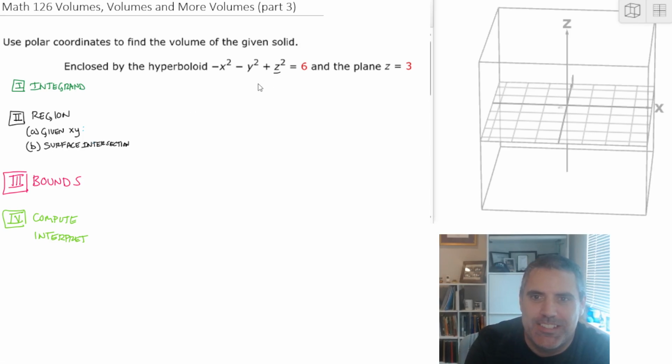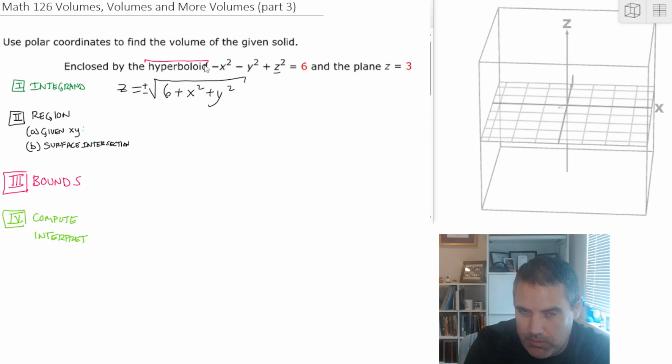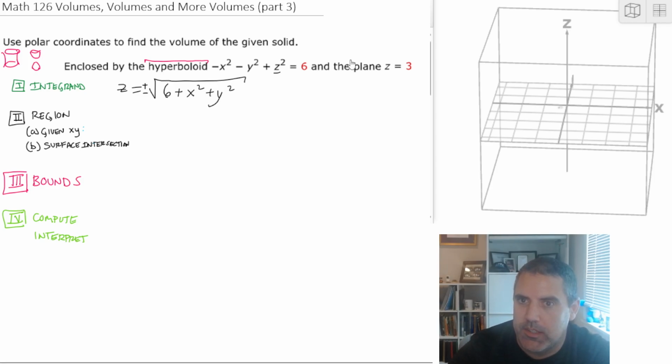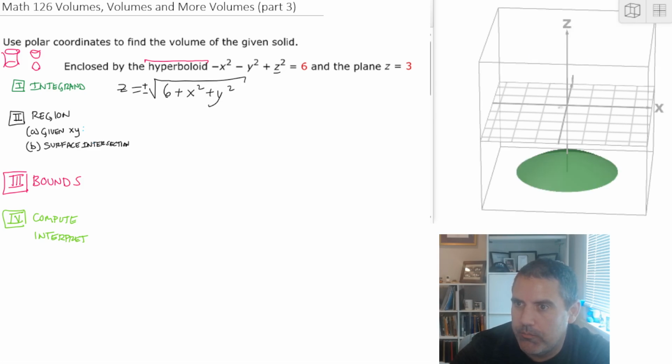Okay, find the z's. z equals the square root of 6 plus x squared plus y squared. There's actually a plus or minus. Now, the moment it says hyperboloid, this is one I might want to visualize at the beginning. Remember, we had a hyperboloid of one sheet, and a hyperboloid of two sheets. This is a hyperboloid of two sheets. There's the upper hyperboloid, and there's the lower.